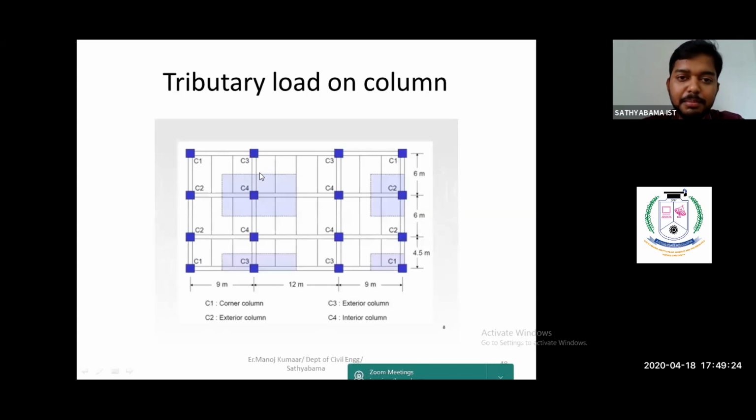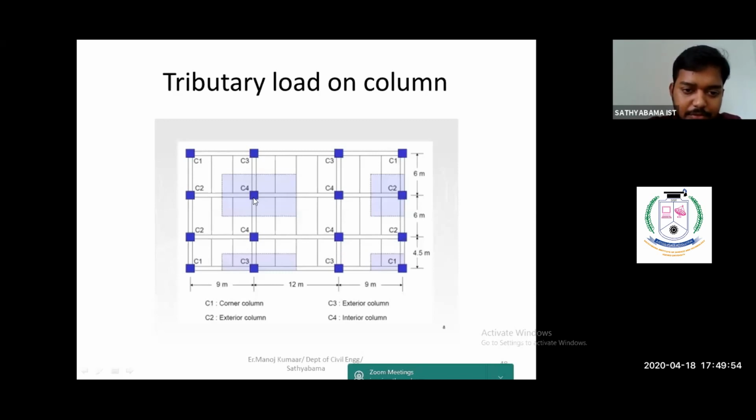And we will see the tributary load on each column. In any given plan, the columns can be classified based on their location. C1 is the corner column. Next, C2 is an exterior column, that is provided along the edges. C3 is also an exterior column, provided along the longitudinal span. C4 is the interior column.